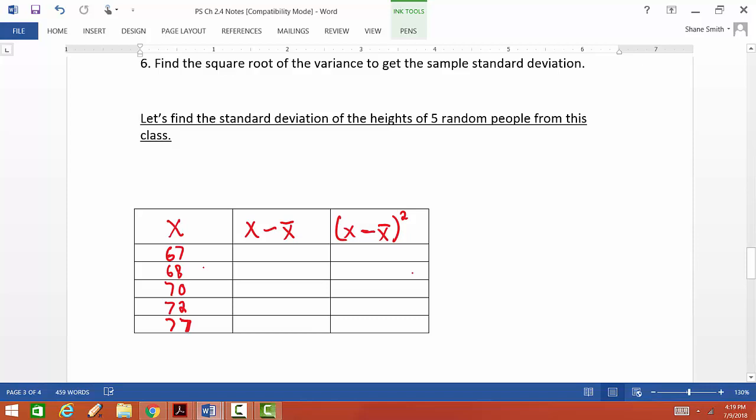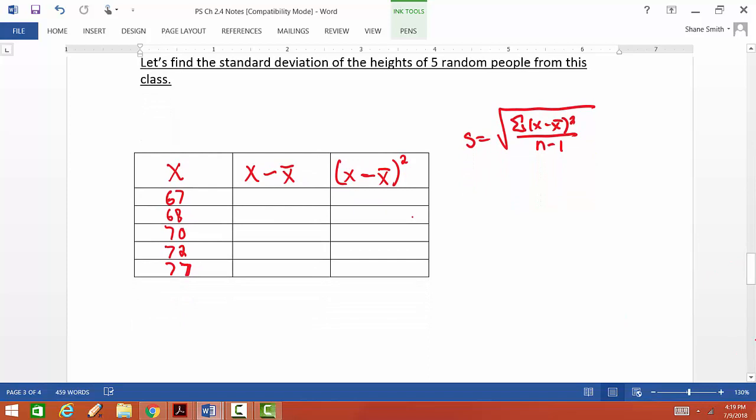So I would pause the video here. Try to go through the steps of finding the standard deviation. Remember, the sample standard deviation is the square root of the sum of x minus x bar, quantity squared, all over n minus 1, and try to find the sample standard deviation.